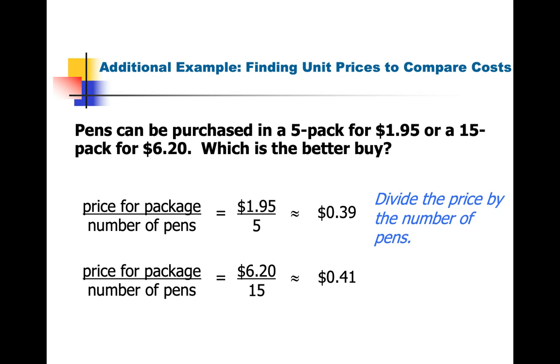Now, if you try to divide $6.20 by 15, you're going to get 0.41 and a third, because it's going to be 3 repeating right after the 1. Okay, so you're going to get 41 cents and a third of a cent. Because a third is less than a half, you're going to round down. So you get 0.41 or 41 cents per pen. Well, what's the better buy? The 5-pack, right? You end up saving more money per pen. The better buy is the 5-pack for $1.95.